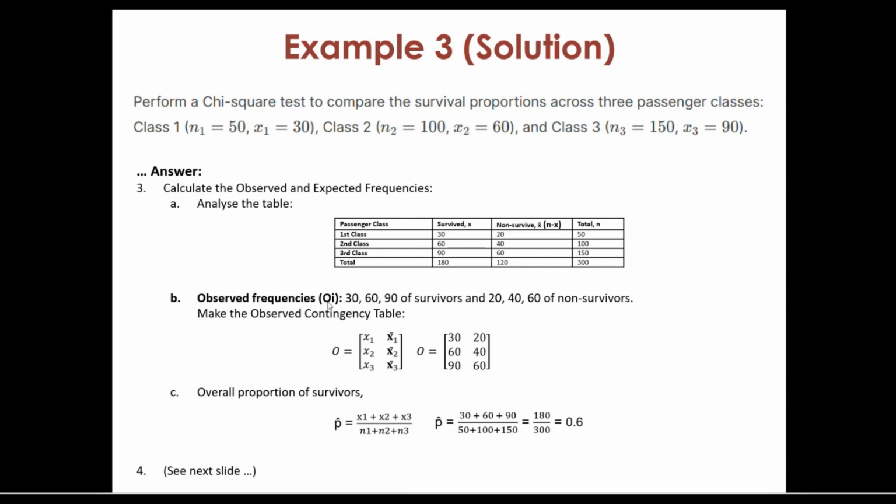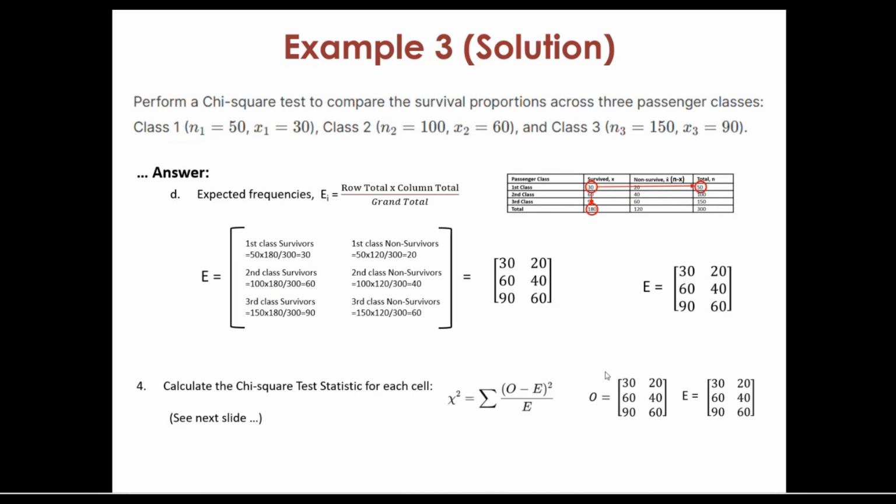Okay, so that is the first part of calculating the frequencies. Then we need to move on to the expected frequencies. But before that, you need to calculate the proportion of survivors by using this formula. This formula is done by taking the survivors, you add them up, divided by the total. So you want to get the percentage of survival from all the population. So the value is 0.6, right?